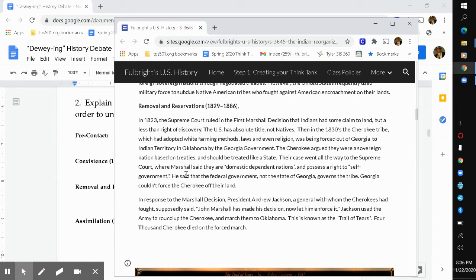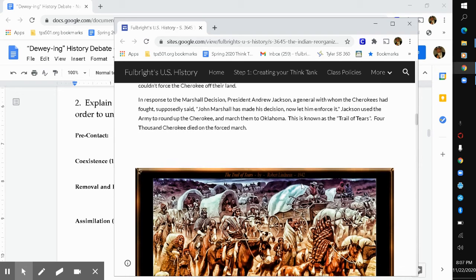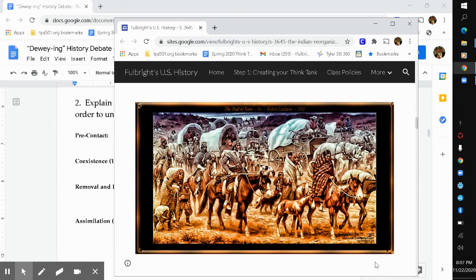Their case went all the way to the Supreme Court, where Marshall said they are domestic, dependent nations and possess a right to self-government. He said the federal government, not the state of Georgia, governs the tribe. Georgia couldn't force the Cherokee off their land. And then, tragically, President Andrew Jackson supposedly says John Marshall has made his decision, now let him enforce it. Jackson used the army to round up the Cherokee and march them to Oklahoma. This is known as the Trail of Tears. 4,000 Cherokee died on the forced march. This is some artwork depicting those Cherokee who were removed by the military to march all the way from Georgia to Oklahoma.